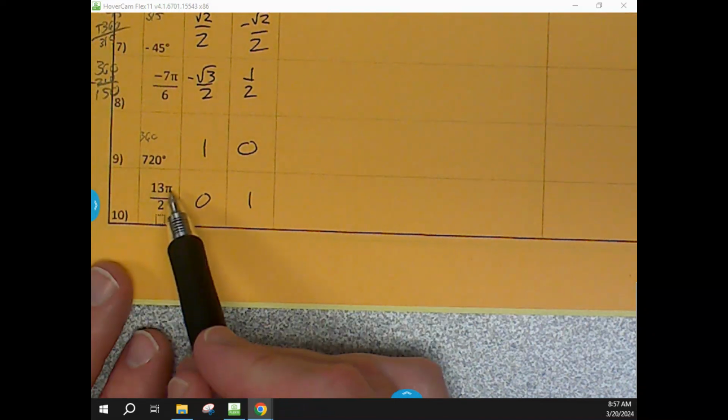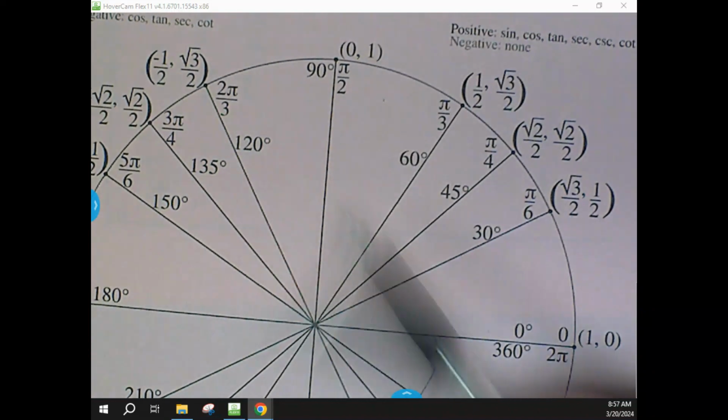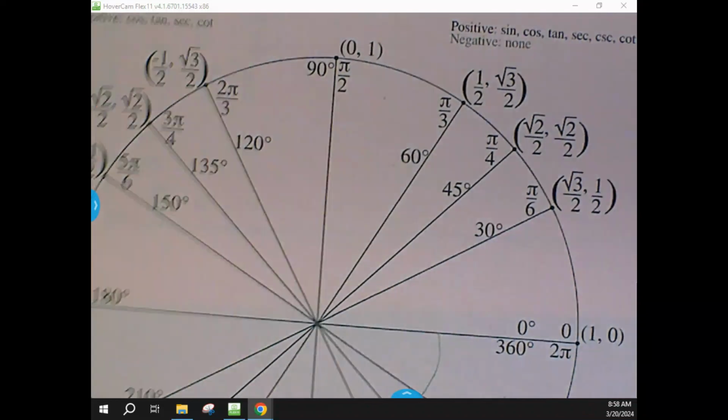Okay, and again, the last two, those are ones you just have to keep working around the unit circle to figure out where they're going to be. Because again, if it's pi over 2, it's either 0, 1 or it's 1, 0. Anything that's over 2, it's always some combination of zeros and ones. And again, it's just figuring out if it's 0, 1 or 1, 0 if we get through those.